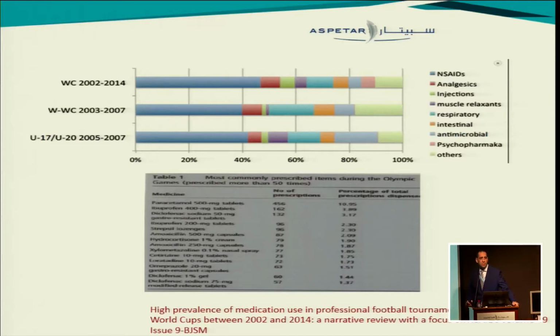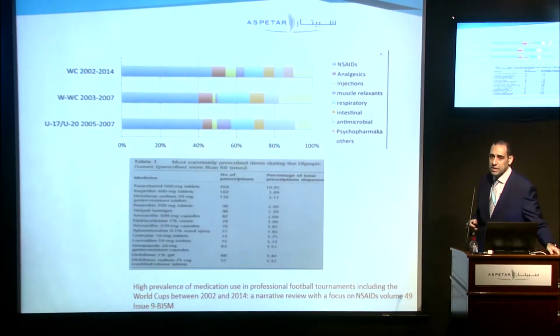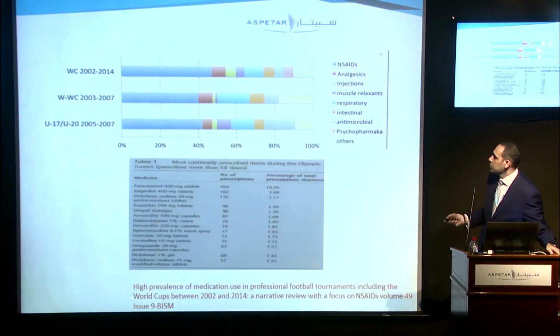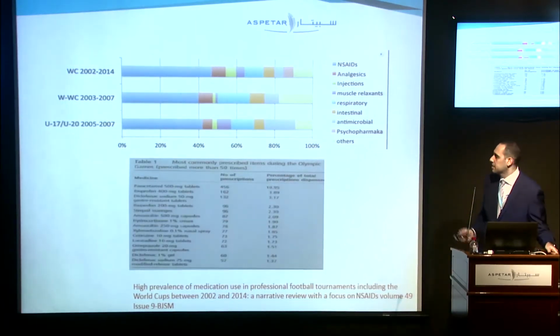And according to the FIFA Medical Assessment and Research Centre, up to 40% of the medications dispensed were actually NSAIDs, and that was between the years 2002 and 2014. And for the Women's World Cup, between 2003 and 2007, again, up to 40% of medication dispensed were NSAIDs. And this is again from London 2012, from an article by Mark Stewart, who stated that most of the prescriptions prescribed to the athletes were NSAIDs, including ibuprofen 400 and 200. We have diclofenac 50 and diclofenac 75. If we put them all together, it will be more than 300 prescriptions of NSAIDs that were prescribed and dispensed in London 2012.